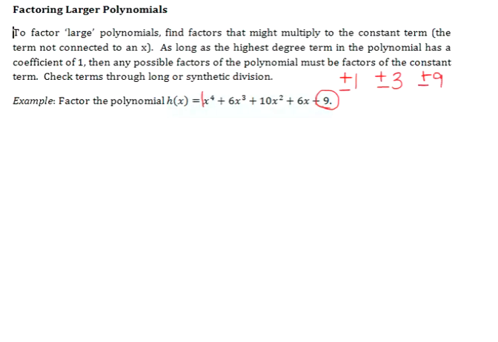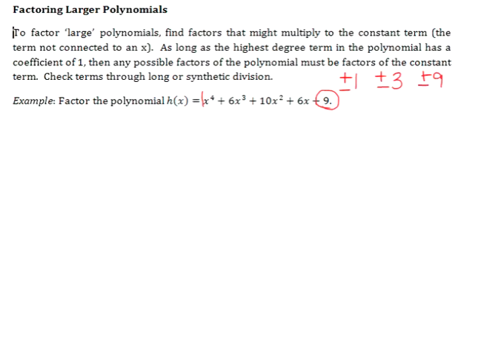However, since there are no negative signs in our polynomial, we cannot have any negative solutions to this. So we won't have anything like x minus 3 in our problem. We can only use the pluses because there's only pluses in our polynomial.